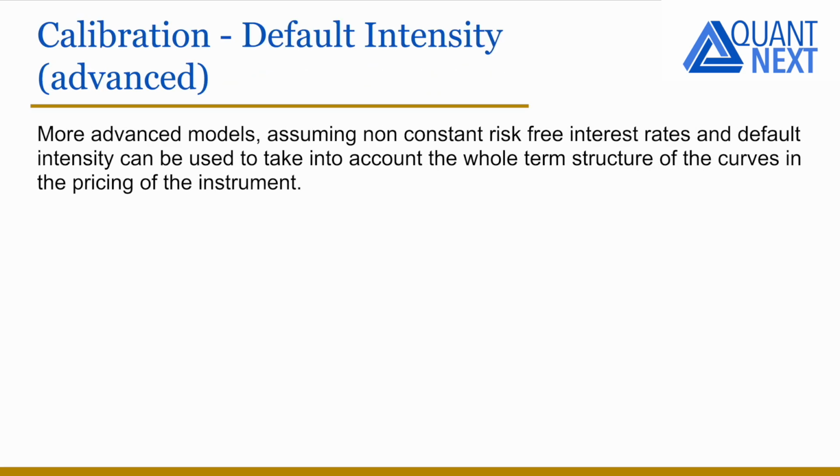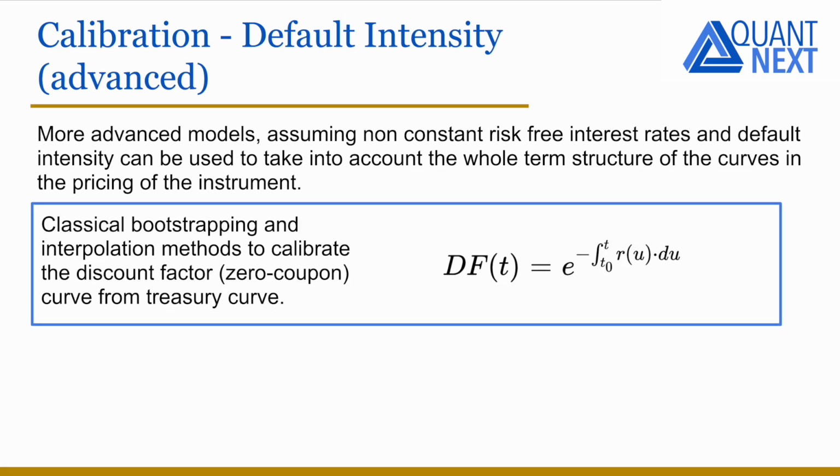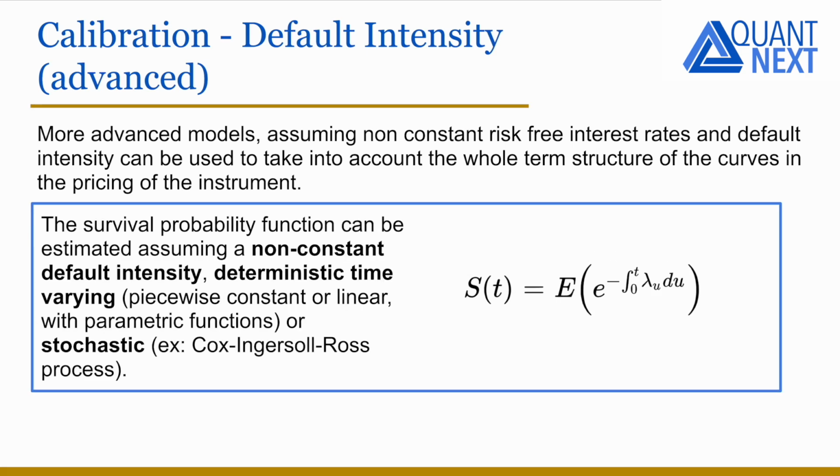More advanced models, assuming non-constant risk-free interest rates and default intensity, can be used to take into account the whole term structure of the curves in the pricing of the instruments. Classical bootstrapping and interpolation methods can be used to calibrate the discount factor, while the survival probability function can be estimated assuming a non-constant default intensity, deterministic or stochastic. I will not go into more detail on these advanced models here.